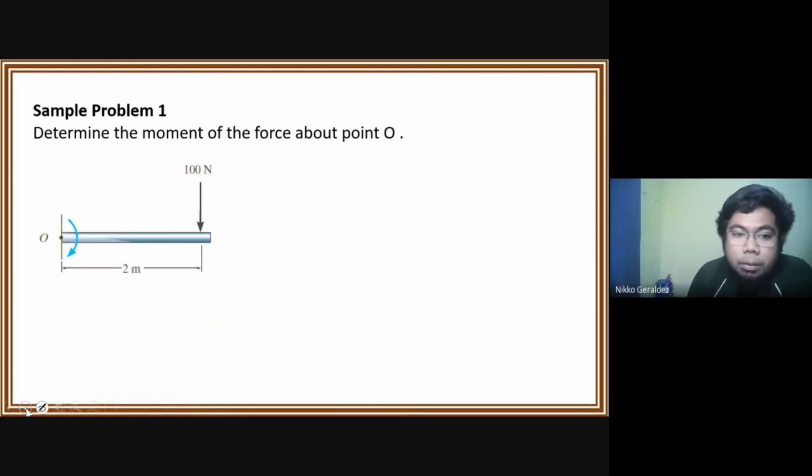Example tayo. Halimbawa ito. Determine the moment of the force about point O. So, formula natin for moment: moment is equal to force times perpendicular distance. Okay. Then, pag magsasolve tayo, clockwise, positive. So, may assumption tayo ng moment direction. So, gawin natin, clockwise, positive.